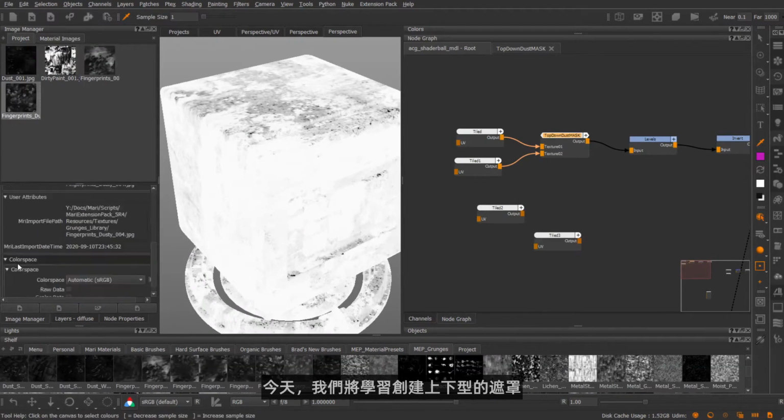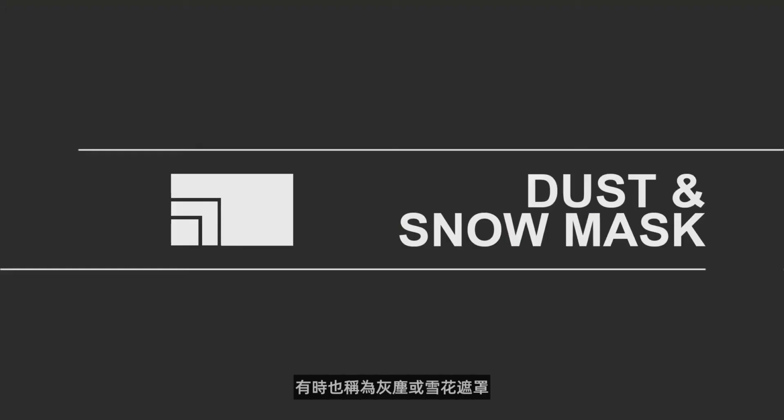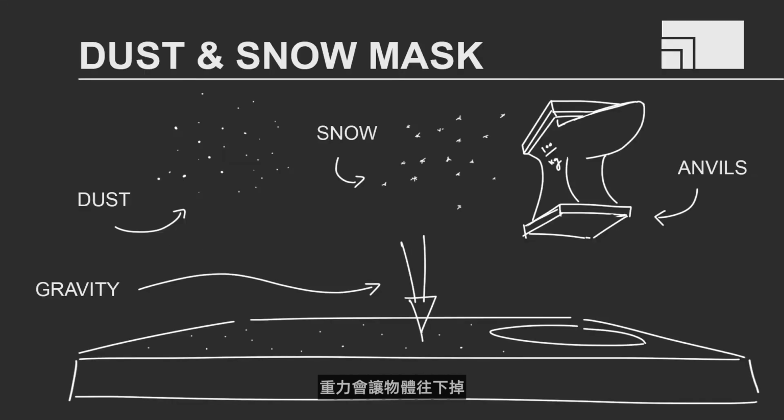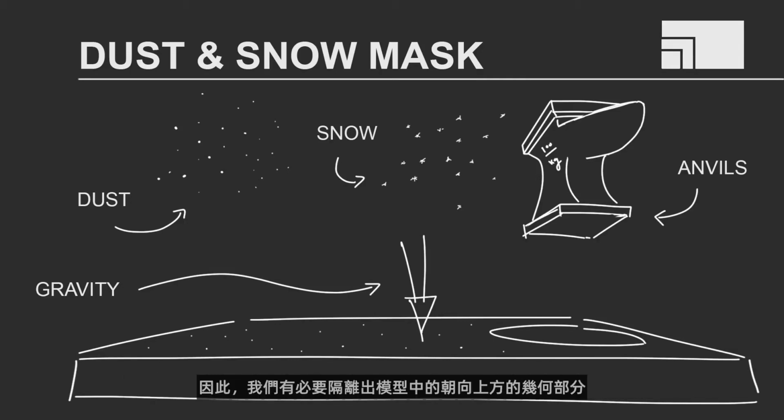Today we're going to be looking at a top-down mask, sometimes referred to as a dust or snow mask. Gravity makes things fall down. Those things often land on the top-facing surfaces of an object and tend to collect over time, so it makes sense for us to try to isolate those upward-facing geometries.